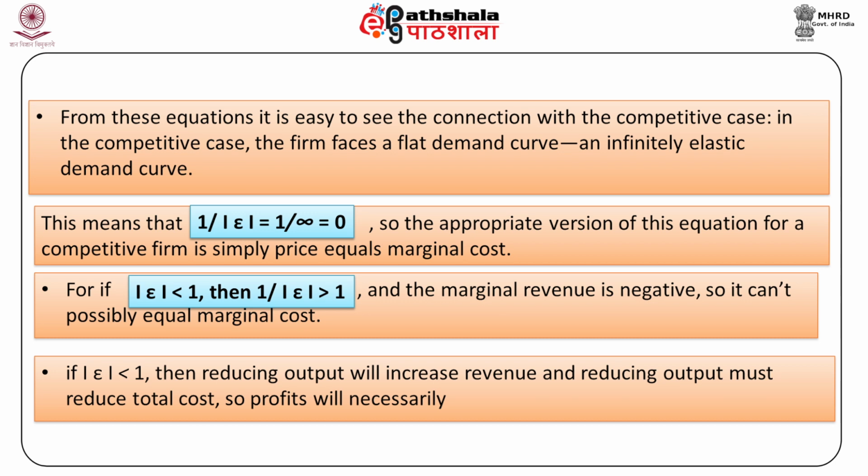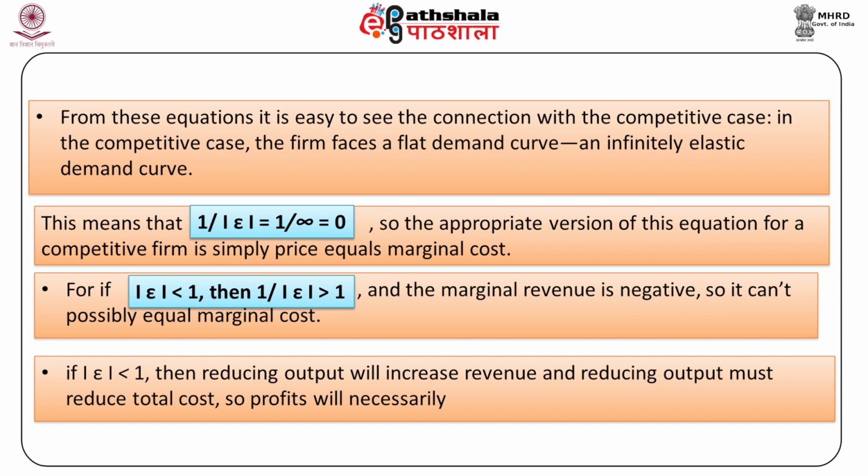Now, it should be noted that a monopolist will never choose to operate where the demand curve is inelastic. For if the absolute value of sigma is less than 1, then 1 upon the absolute value of sigma will be greater than 1 and the marginal revenue is negative. So, it can't possibly equal marginal cost.